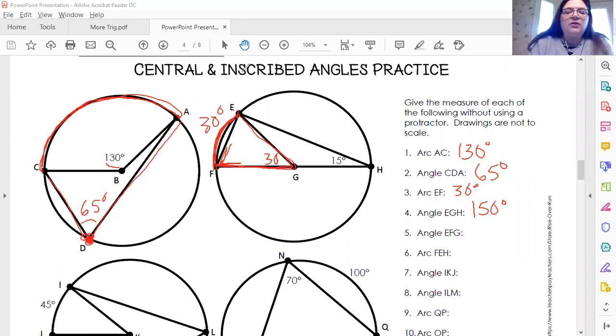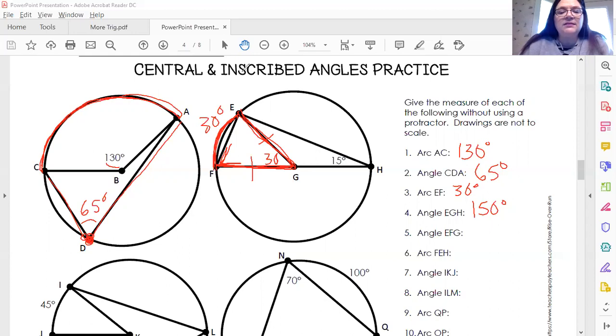A central angle, by definition, has its vertex at the center of the circle, but its legs are radii of the circle. Here's a radius, and here's a radius. And radii are equal all the way around the circle. So this and this, FG and EG, are congruent. So what kind of triangle is that? It's got two equal sides.